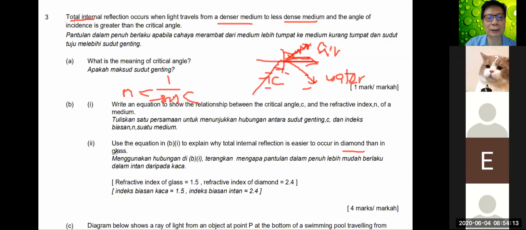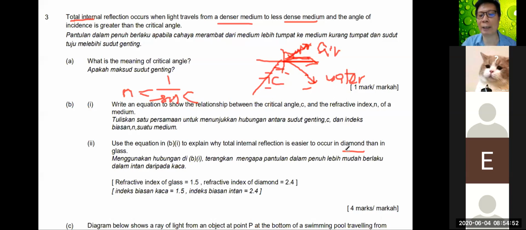compared to glass. Why total internal reflection? Let me explain here now. When the critical angle is small, then total internal reflection is easier to happen. When the critical angle is smaller, it means total internal reflection happens easily. But when the critical angle is big, it is very hard to have total internal reflection. The reason is this angle must be bigger than C. Now, when C is small, it is very easy to happen.